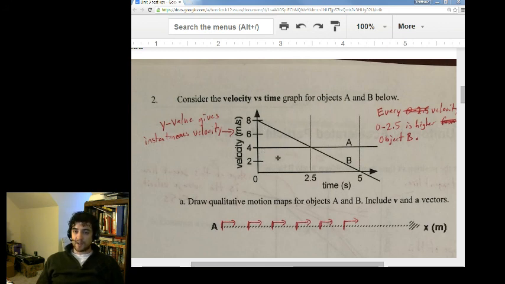We can compare the areas of these and see that B has this entire triangle that it doesn't share with A. The displacement of A is only this area down here, where the displacement of B is both this rectangle and the triangle. So from 0 to 2.5, B has displaced 50% further than A, which means it was going on average faster.